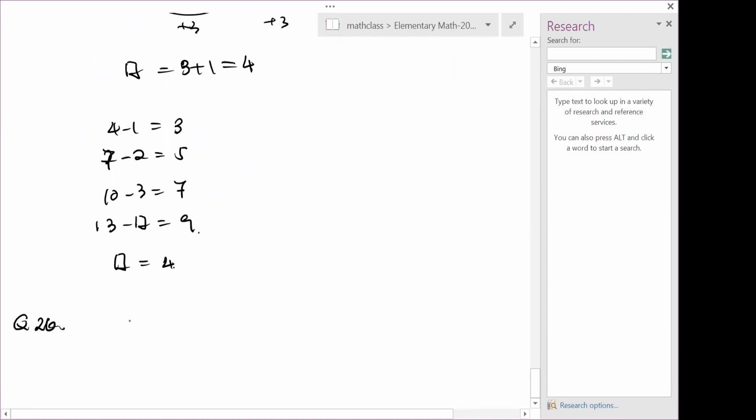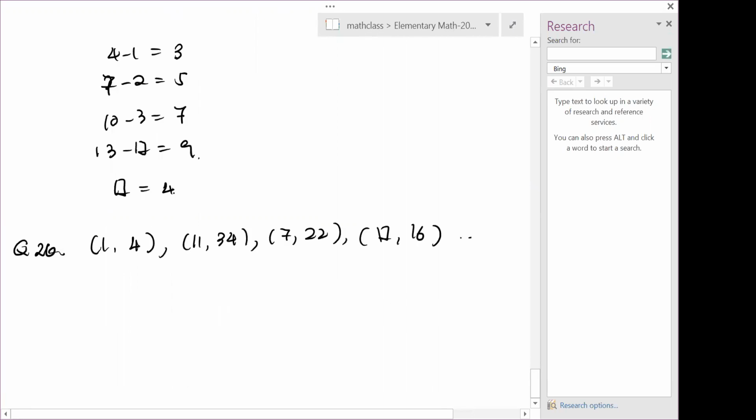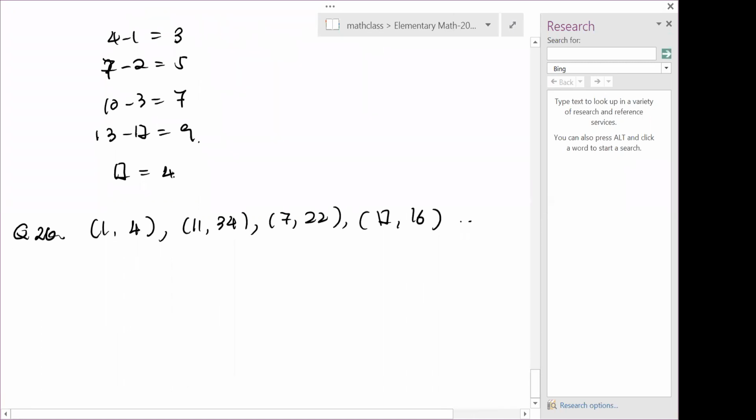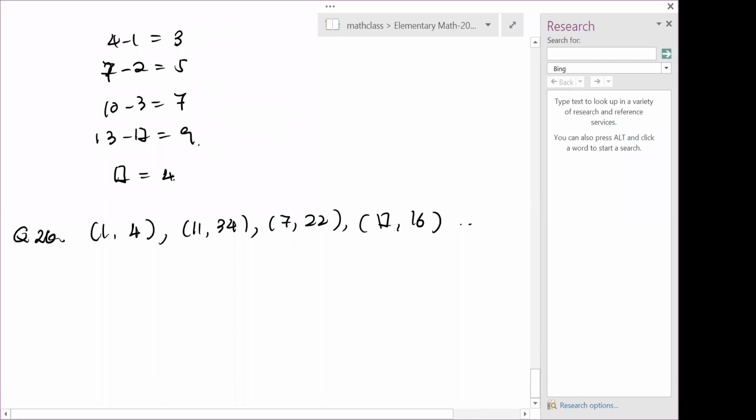Okay, I have 1, 4, 11, 34, 7, 22, and that is a missing number. Well, now this is a challenge. Okay, not easy to figure out. But we can try.